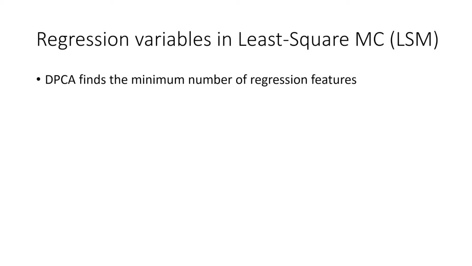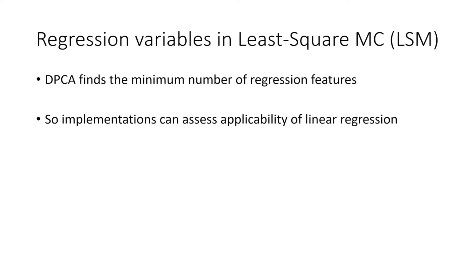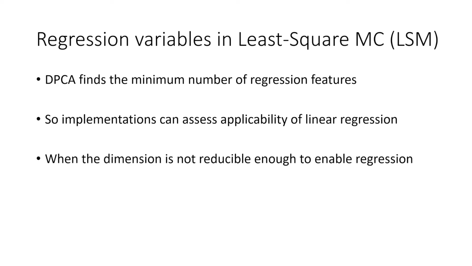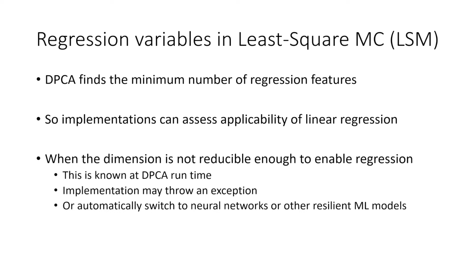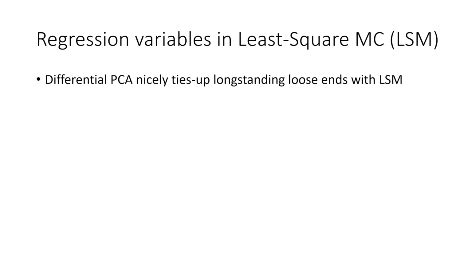Differential PCA finds the minimum number of regression features, so the implementation can assess whether linear regression is possible or not. When the dimension is not reducible enough to enable linear regression, the implementation knows that at runtime from differential PCA, so you can throw an exception or automatically switch to more sophisticated ML models resilient in high dimension, like neural networks. So, in the context of least square Monte-Carlo, differential PCA nicely ties up some loose ends that have been around for a long time.